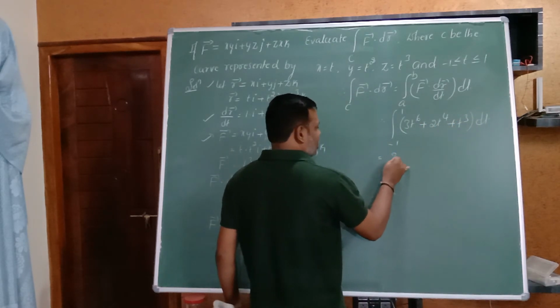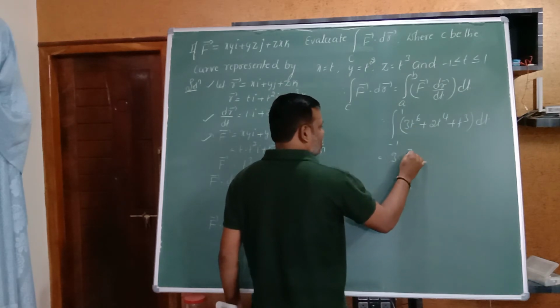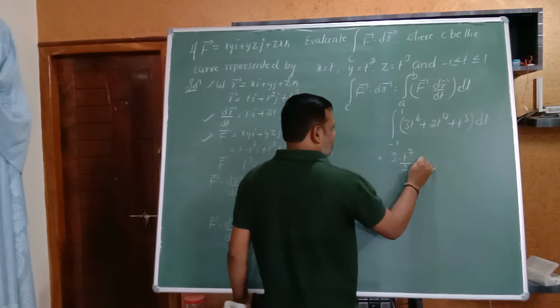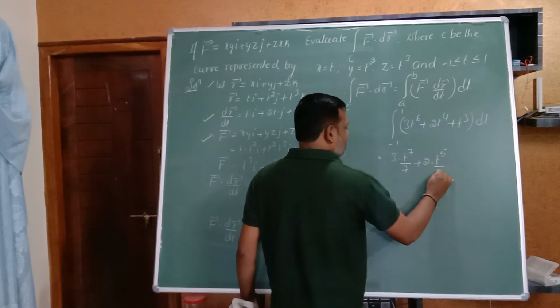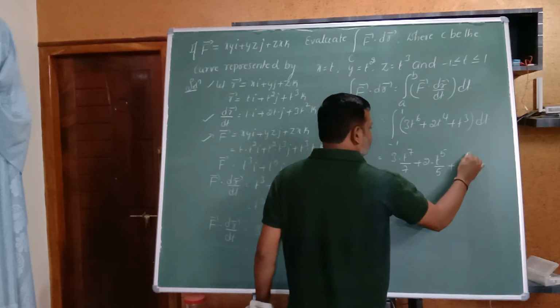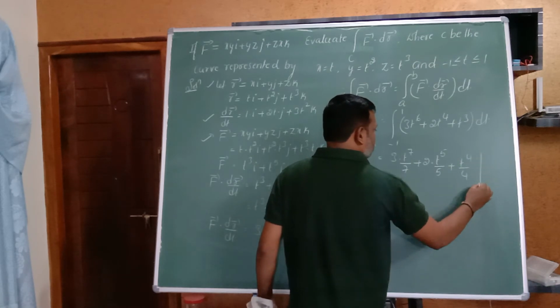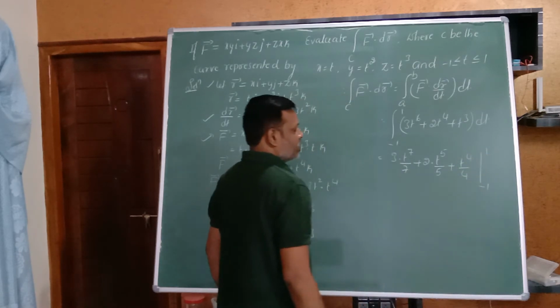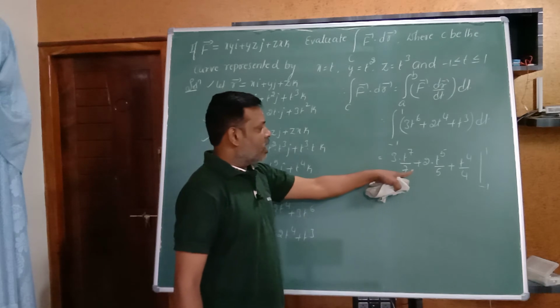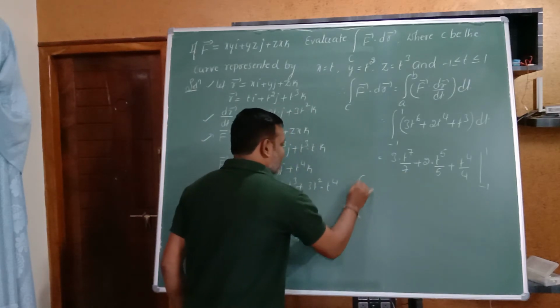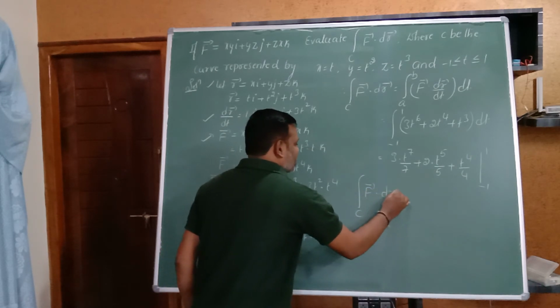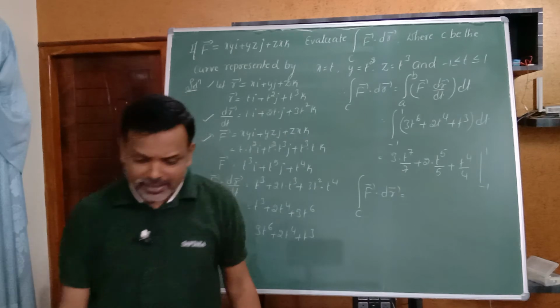Now we have to integrate. 3 into t power 6 gives t power 7 divided by 7, plus 2 into t power 4 gives t power 5 divided by 5, plus t cube gives t power 4 divided by 4, between -1 and +1. After applying the upper limit and the lower limit, we get the final answer for the integral of F dot dr vector.